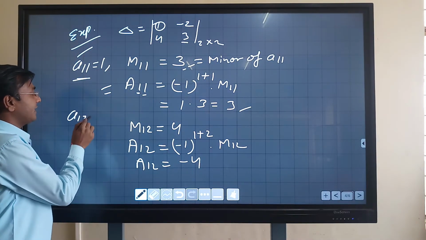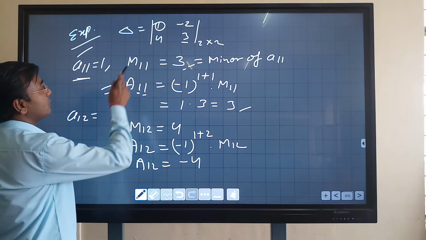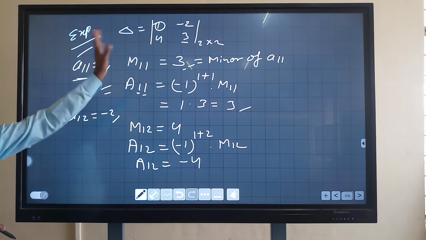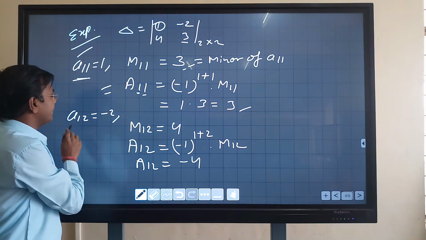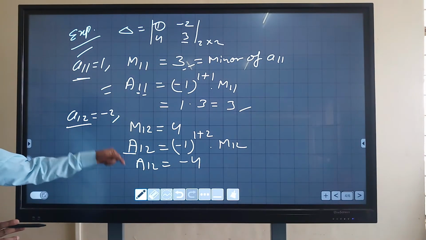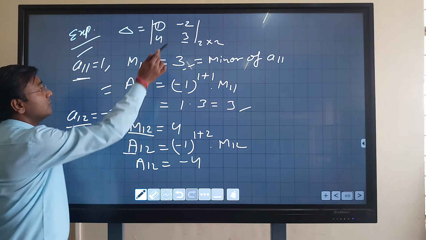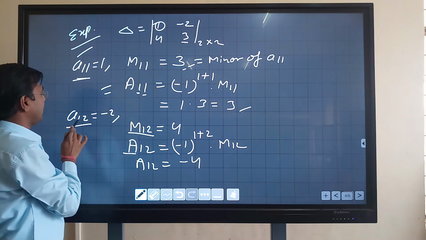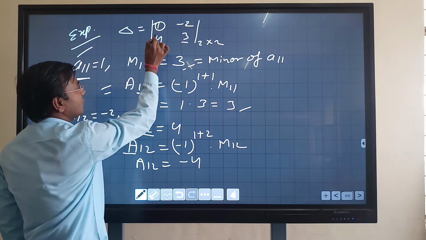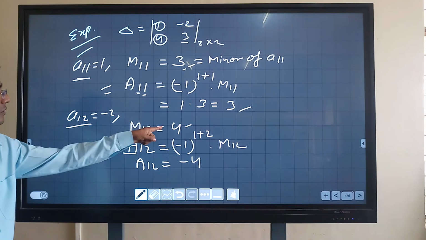Again, next part of the same question. Find A12. What is a12? a12 is first row, second column, minus 2. Right? So what is its minor? Because we have to find the cofactor, and in order to find the cofactor, we have to find what? The minor first. So M12 will be what? See, for this element a12, which is minus 2, delete its column and row. So what will we have? 4. So this is M12.